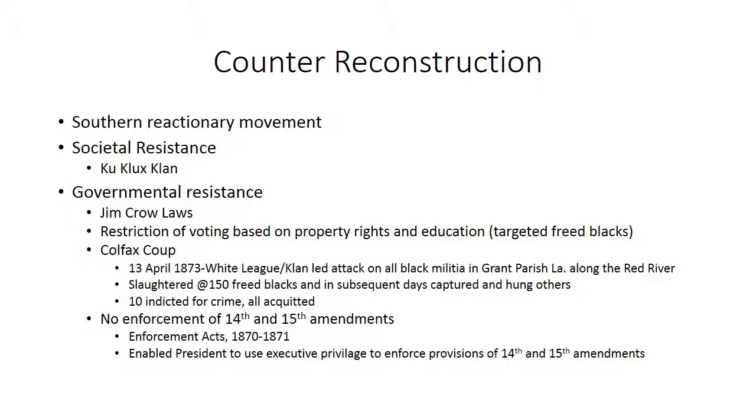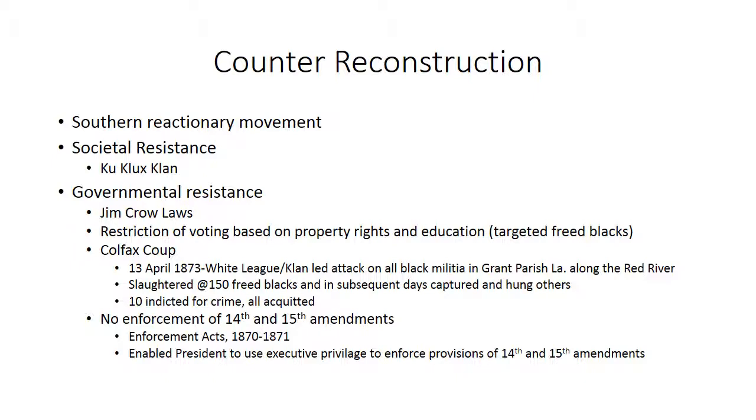Okay. Now, counter-Reconstruction. We've talked about this briefly. There's a reactionary movement that rises up in the South. And even to this day, it's there in some parts, particularly in the deeper parts of Alabama and Mississippi and Louisiana, where blacks are still not really considered equal citizens. Okay? The societal resistance we see with the formation of the Ku Klux Klan, a vigilante group that exists to this day. The Ku Klux Klan is going to be very virulent. Okay, they're going to be very active through the 1870s.